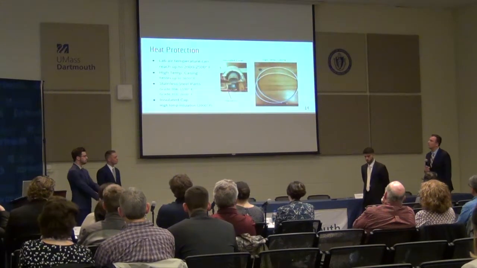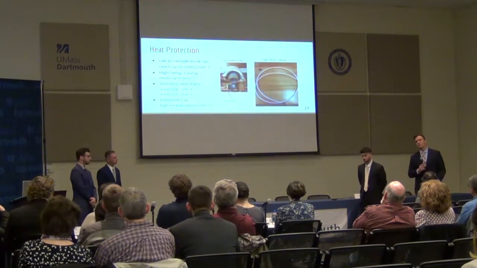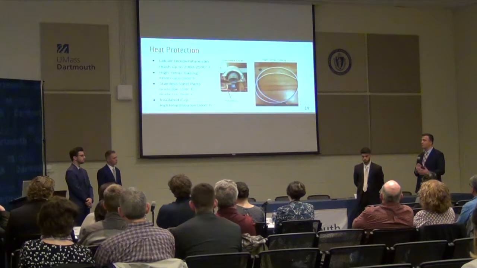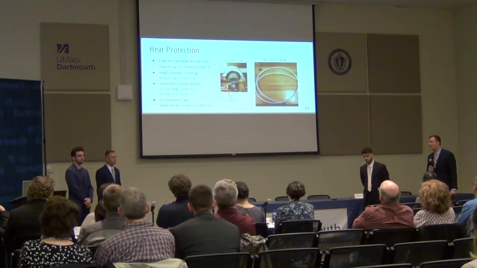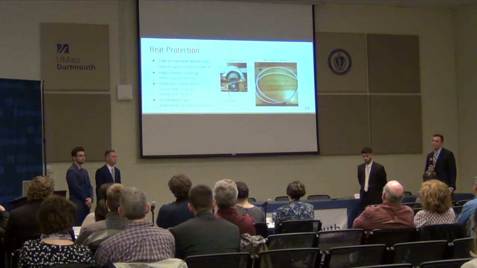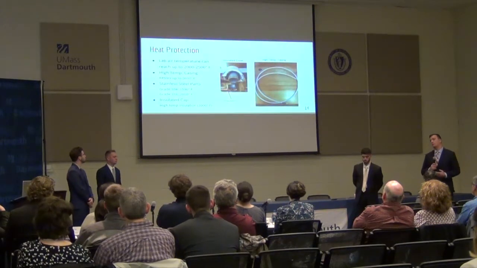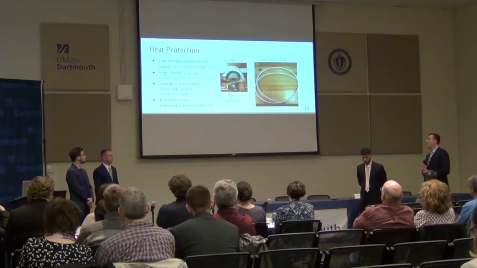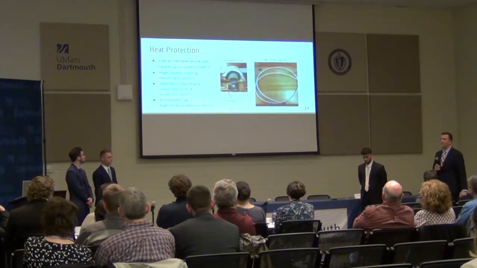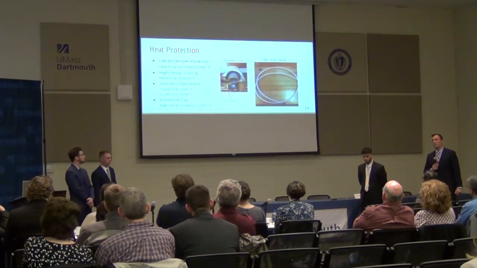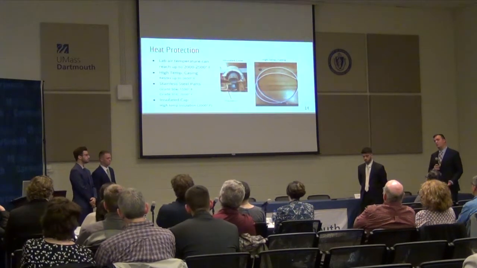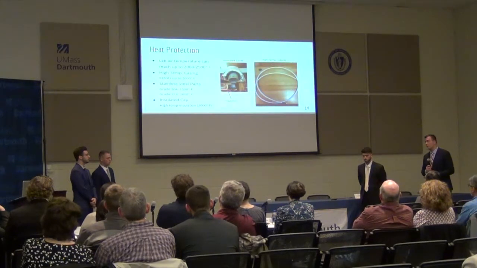Heat protection is very important because the ambient air can reach a maximum temperature of 2,500 degrees Fahrenheit. To do so, we decided to make a cap. This cap is made out of stainless steel, which can resist up to 2,000 degrees Fahrenheit. And as you can see in the picture on the left, it has a pocket for insulation that we're going to put in there. This high temp insulation can also resist up to 2,000 degrees Fahrenheit.